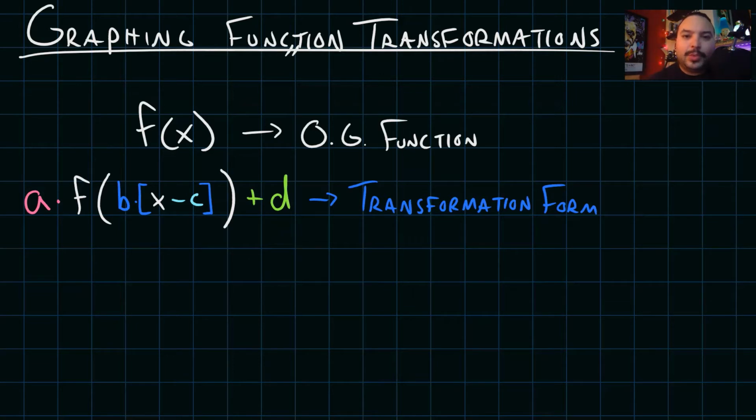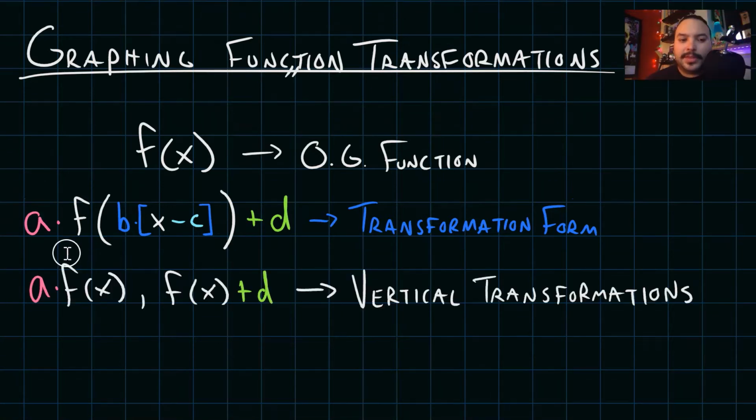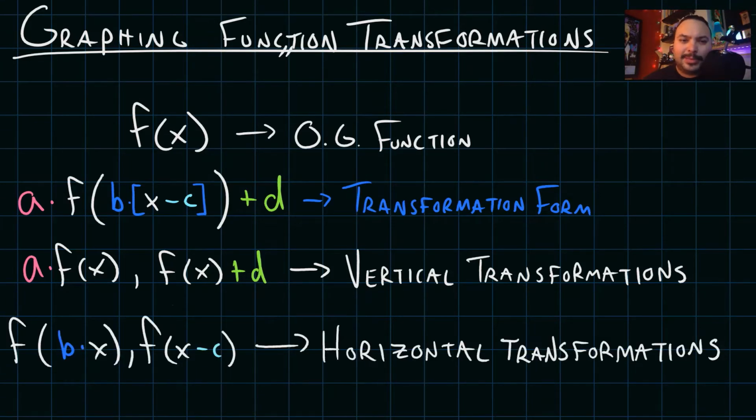So there are two main ways that you can transform the graph of a function. One of those is horizontally and the other is vertically. The parameters a, here seeing a times f of x, and d, here f of x plus d, are known as vertical transformations. And the parameters b, here multiplying x, and c, here being subtracted from x, are the horizontal transformations. Let's start off by talking about the vertical transformations and see how it works.